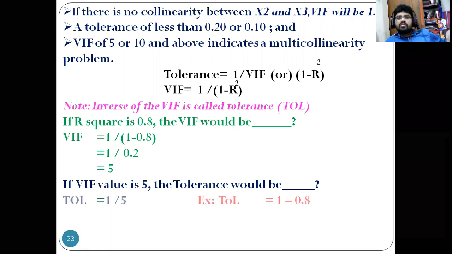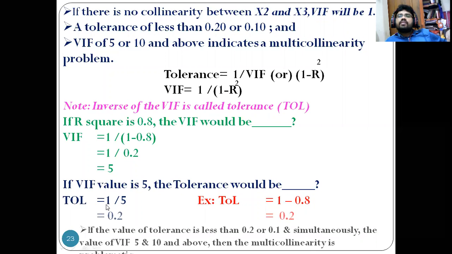Then another example. If the VIF value is 5, what would the tolerance be? Sometimes they will ask such a question. Tolerance is equal to 1 by VIF. 1 by 5 is 0.2.